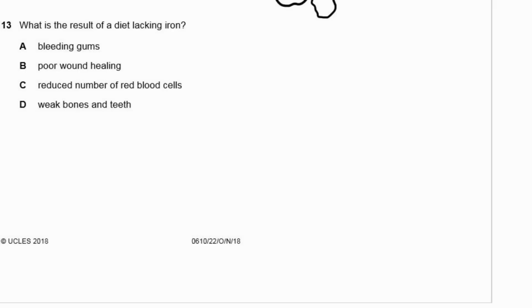Question 13. What is the result of a diet lacking in iron? Is it bleeding gums? No, that sounds like scurvy, which is vitamin C. Poor wound healing? That could also be scurvy, lack of vitamin C. Is it reduced number of red blood cells? Yes, that sounds right, because iron is needed to make the hemoglobin in red blood cells. Is it weak bones and teeth? No, that sounds like lack of calcium and vitamin D. So the answer here is C.